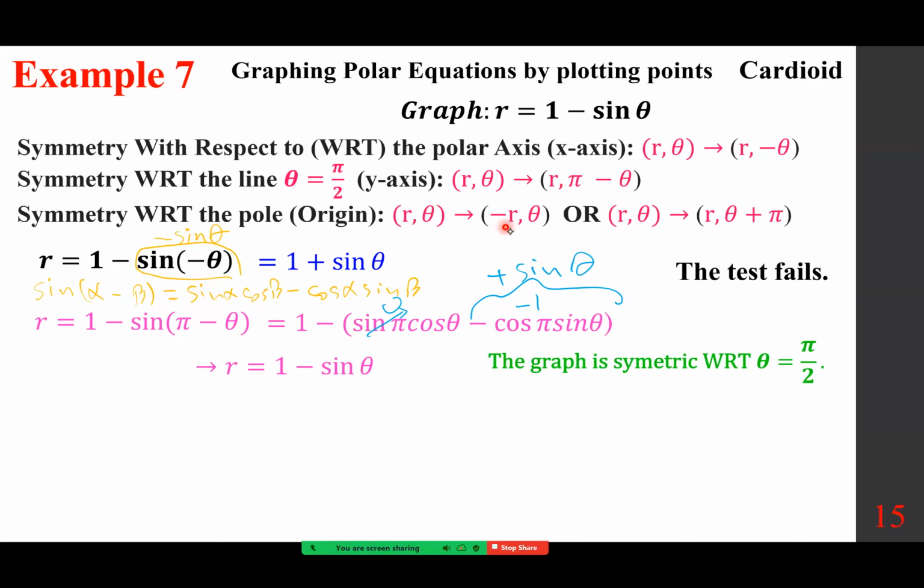Let's replace the r with negative r. So if I replace the r with negative r, in order to get back to this, I have to multiply both sides by negative, so that if I'm replacing r with negative r, multiplying by negative 1 results in r here, minus 1 plus sine theta here. And are they identical? No, so that doesn't work.